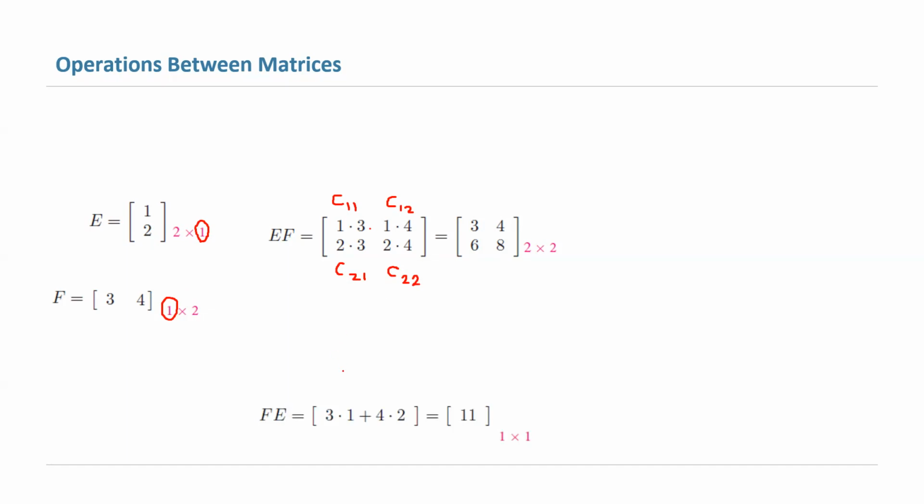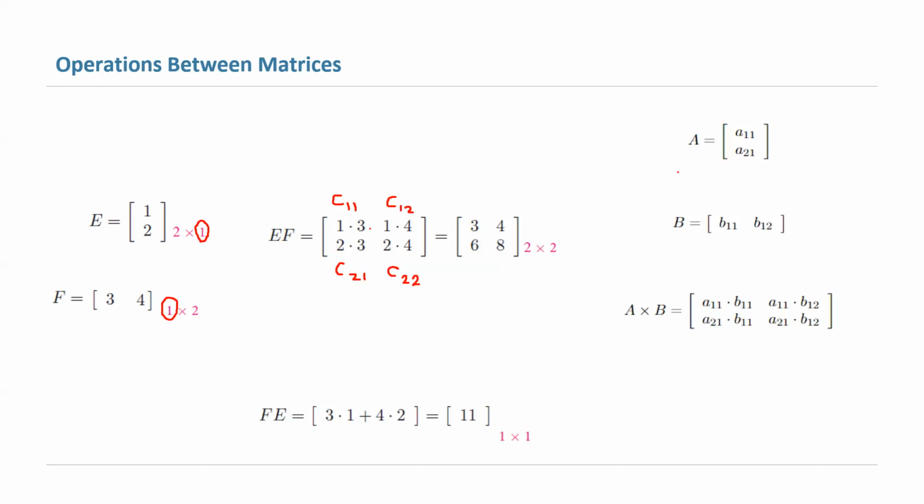You could also multiply F and E. If I try to multiply F and E, then I look at the number of columns of the first matrix, which is 2, and the number of rows of the second matrix, which is 2 as well. So I end up with a 1 by 1 matrix. But in this case, you just need to multiply these two, one row and one column, applying the dot product. 3 times 1 plus 2 times 4, which gives you a 1 by 1 matrix with one entry, 11.